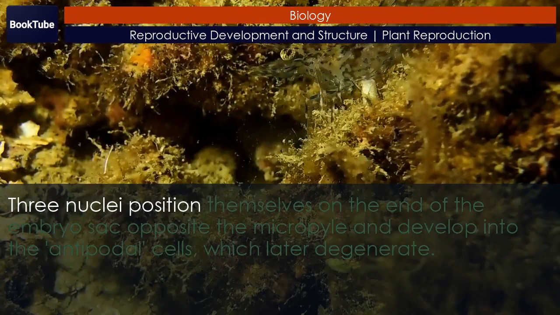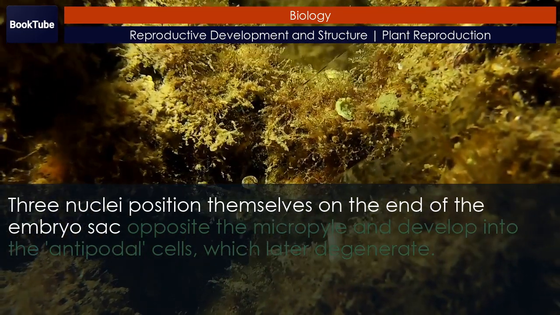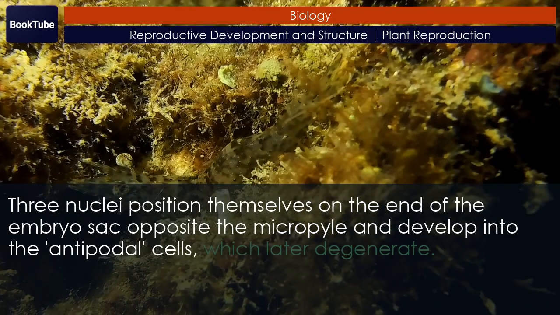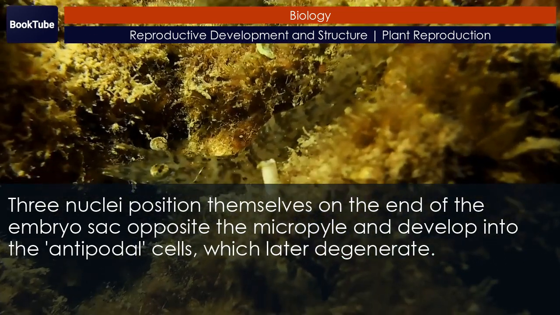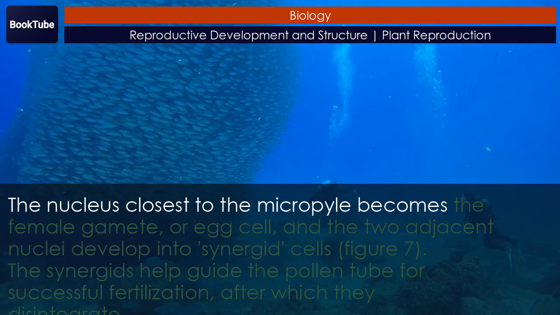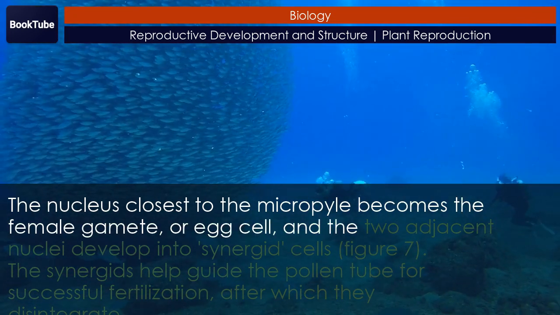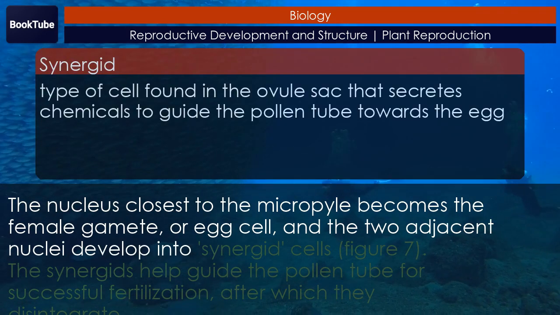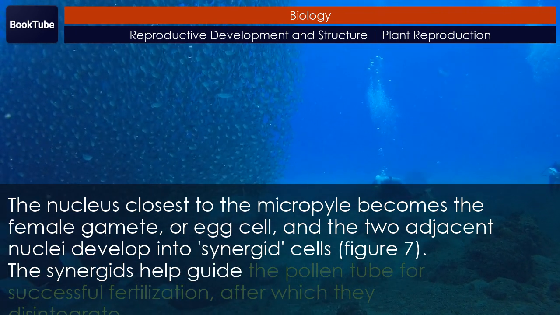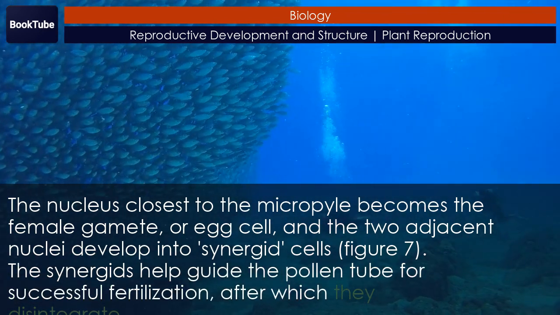Three nuclei position themselves on the end of the embryo sac opposite the micropyle and develop into the antipodal cells, which later degenerate. The nucleus closest to the micropyle becomes the female gamete, or egg cell, and the 2 adjacent nuclei develop into synergid cells. Figure 7. The synergids help guide the pollen tube for successful fertilization, after which they disintegrate.